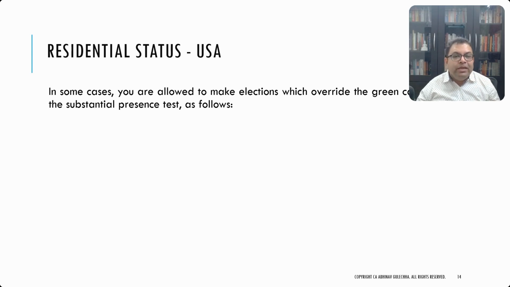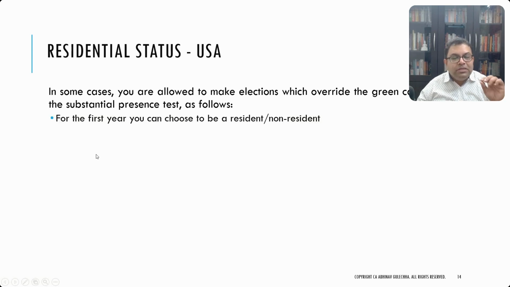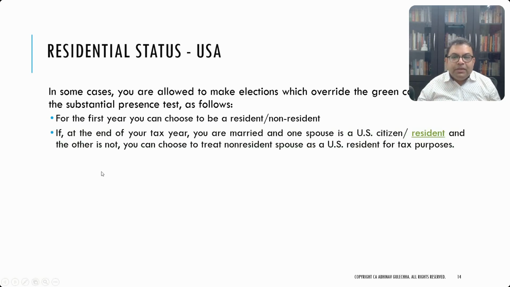Now, in some cases you are allowed to make elections which override the green card test and the substantial presence test. What are the elections? First year you can choose. So, for example, if this is the first year that you went to the US, you can choose to be a resident or a non-resident. That is something you can choose. Second, if at the end of the tax year, which is like 2023, December 31st 2023, you are married, and one spouse is a US citizen or a resident and the other is not, then you can choose to treat the non-resident spouse as a US resident for tax purposes. So that is again an election that you can make, right?